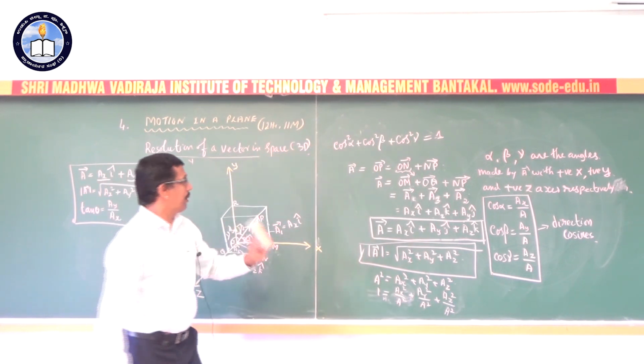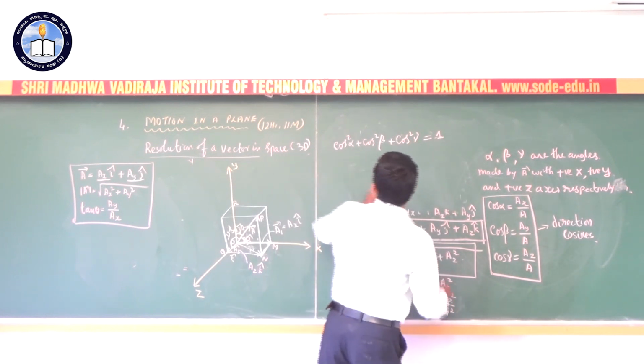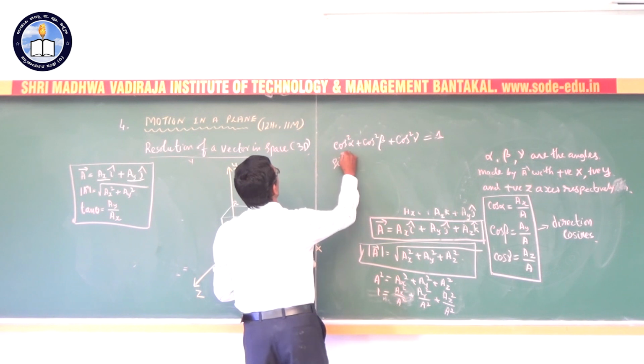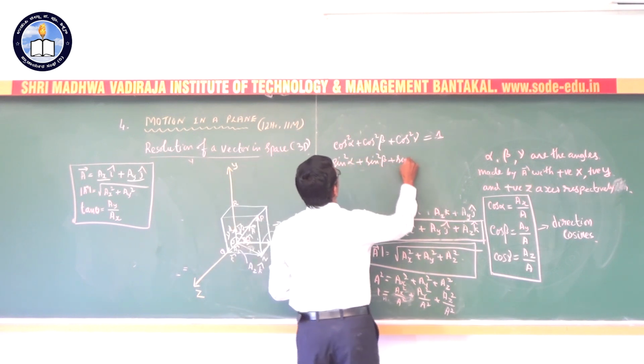In addition to that, what do we get for sin square alpha plus sin square beta plus sin square gamma?